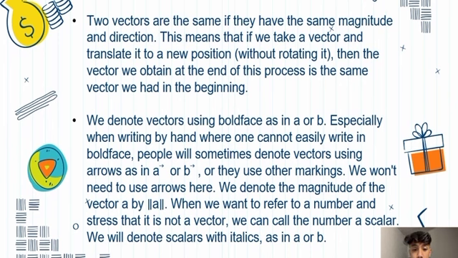We denote vectors using boldface, as in A or B, especially when writing by hand where one cannot easily write in boldface. People will sometimes denote vectors using an arrow over the A or B, or they use other markings. We won't need to use arrows here. We denote the magnitude of the vector A by A. When we want to refer to a number and stress that it is not a vector, we call the number a scalar. We will denote scalars with italics, as in a or b.